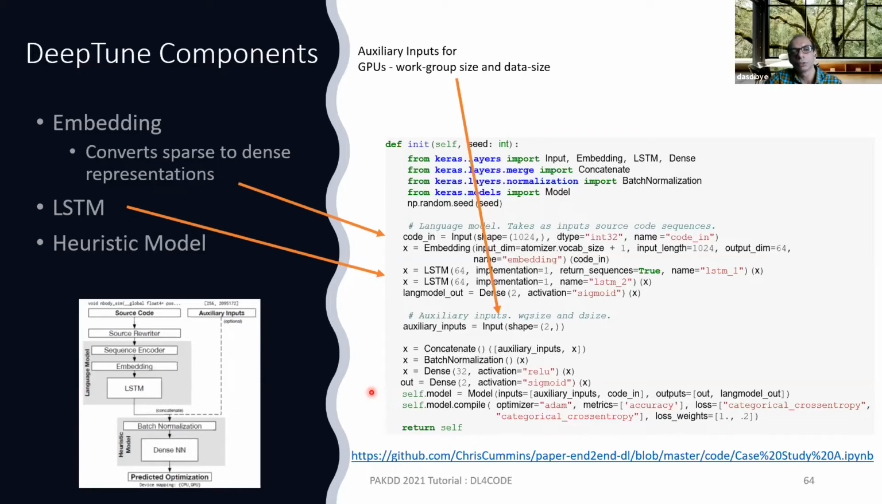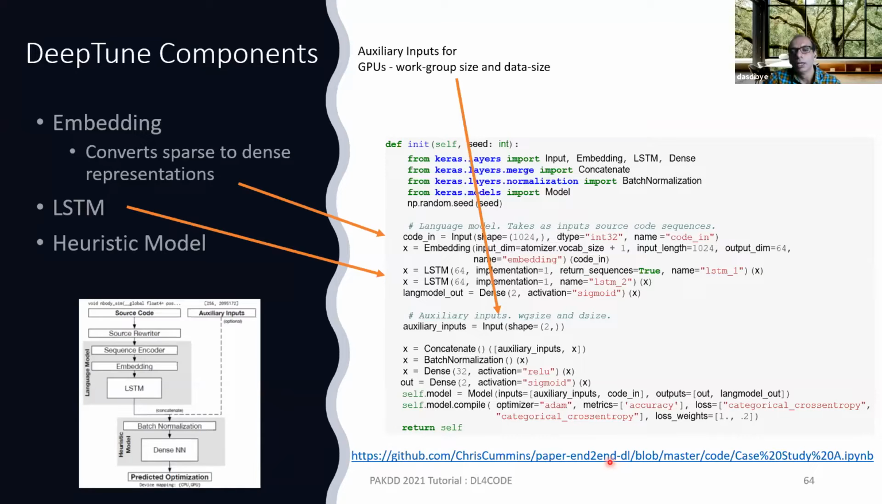It does a 64-way embedding of those encoded tokens. Use an LSTM, some amount of batch norm, and auxiliary inputs, which for GPUs are work group size and data size, if you are familiar with those terms. For CPUs, it will be general characteristics about the CPUs. Then out comes finally your predicted optimization in terms of a value of 0 or 1. And the code is there in this particular link.